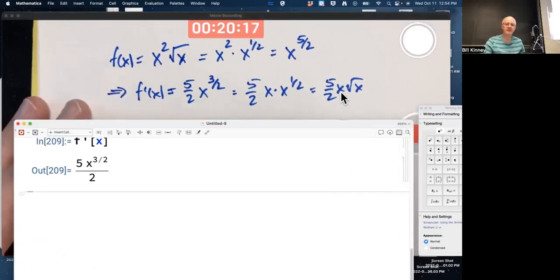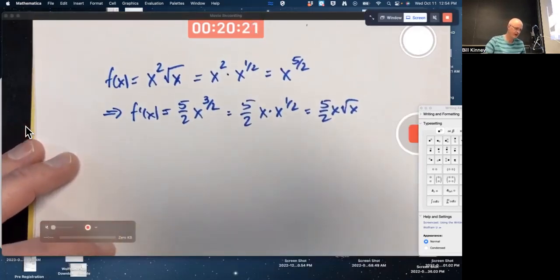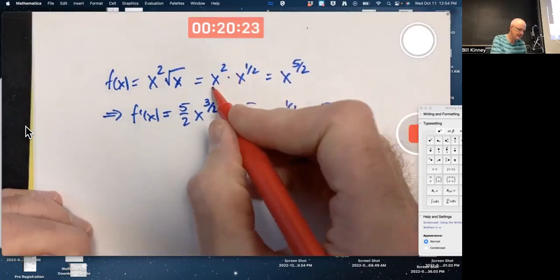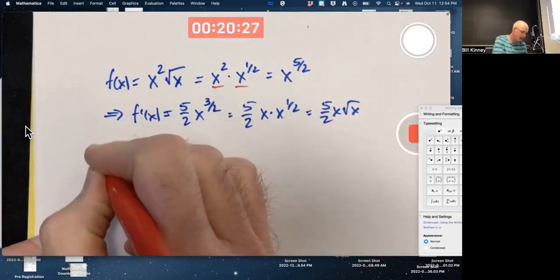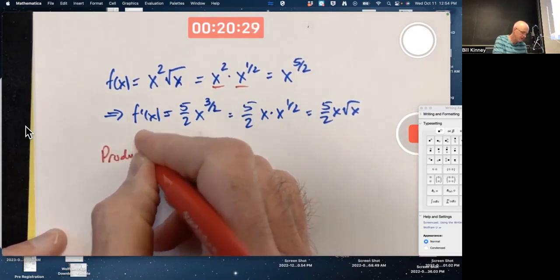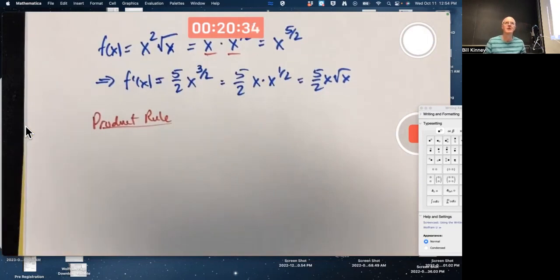Is there another way to differentiate this? I hinted at that at the beginning. Think of it as this product using this thing that I just called the product rule. Yes, there is. And what does the product rule say? I'm just going to write it down without explaining why it works for the moment. We will try to look at why it works, but not for the moment.